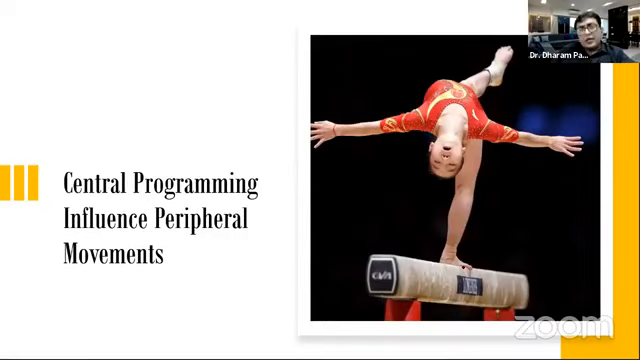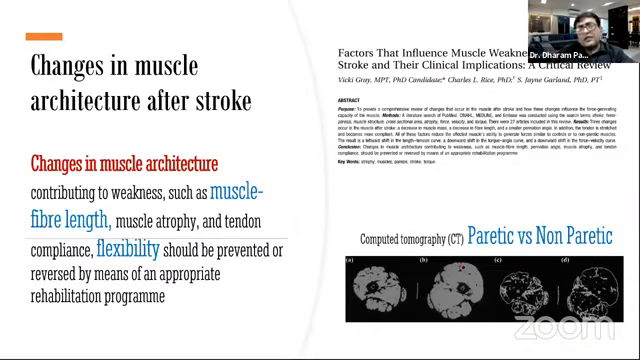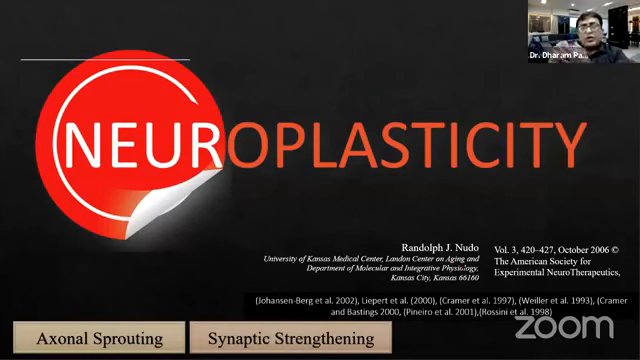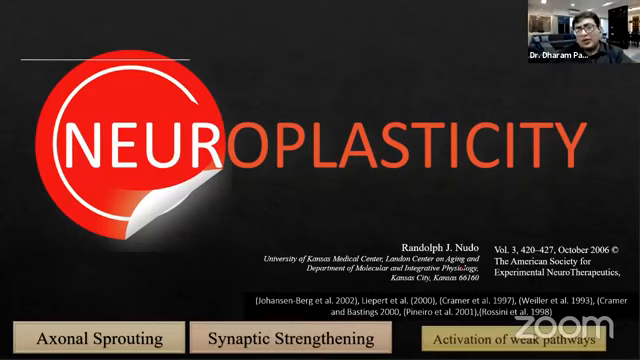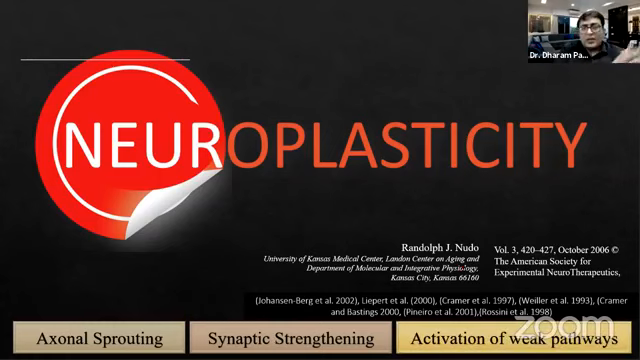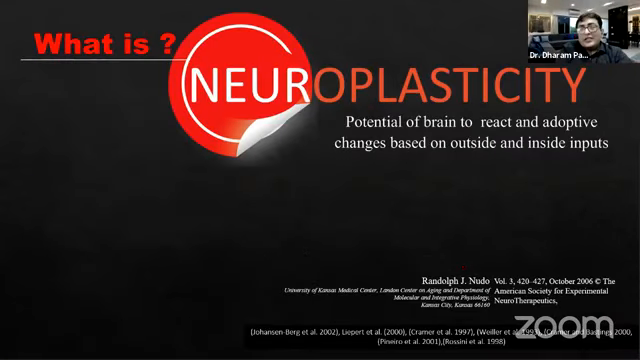Same way, this is also what I was talking about, the change in muscle architecture in a stroke takes place within 48 hours. I have already taken a lecture on neuroplasticity. You can go ahead to the Haryana HCAP page, and you will find a detailed lecture on neuroplasticity. And this is the core, like axonal sprouting, synaptic strengthening, activation of weak pathways, which influence the recovery of stroke functionality and the functional regain.